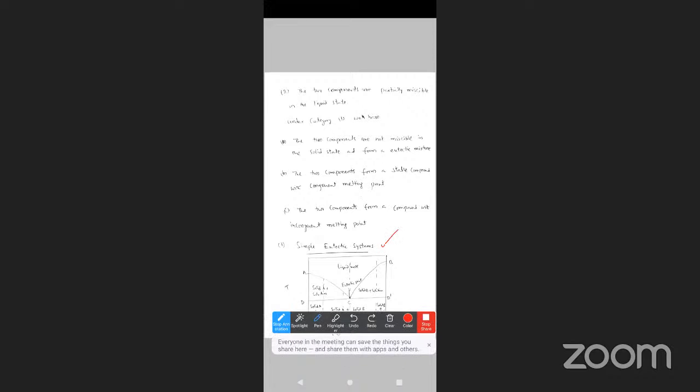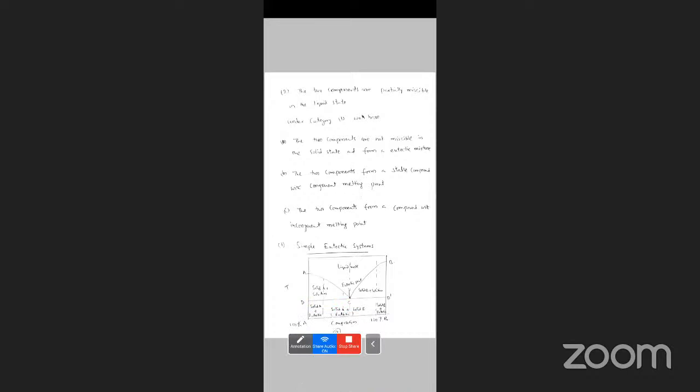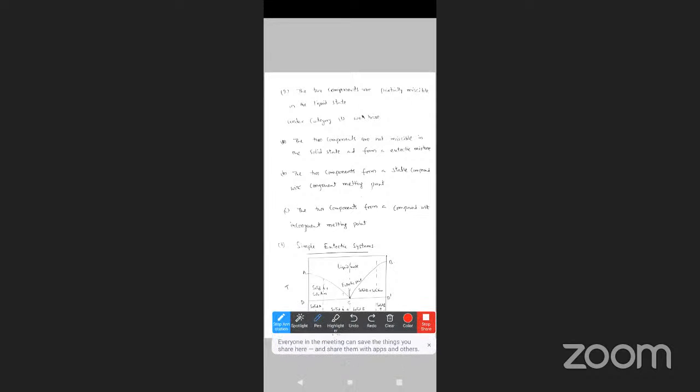And let us discuss among these the simple eutectic systems. In this, the two components form a eutectic mixture. So let us understand what is meant by the eutectic mixture. Let us discuss this general example which forms a eutectic mixture.